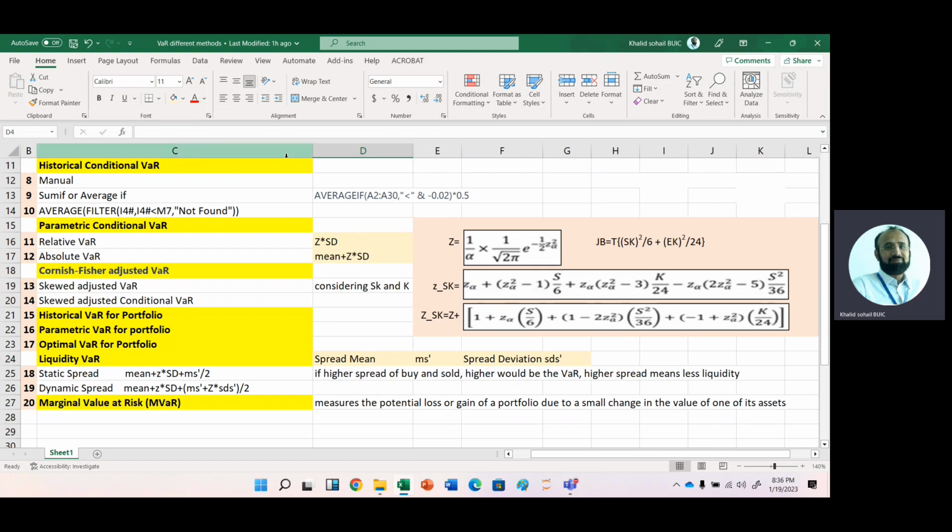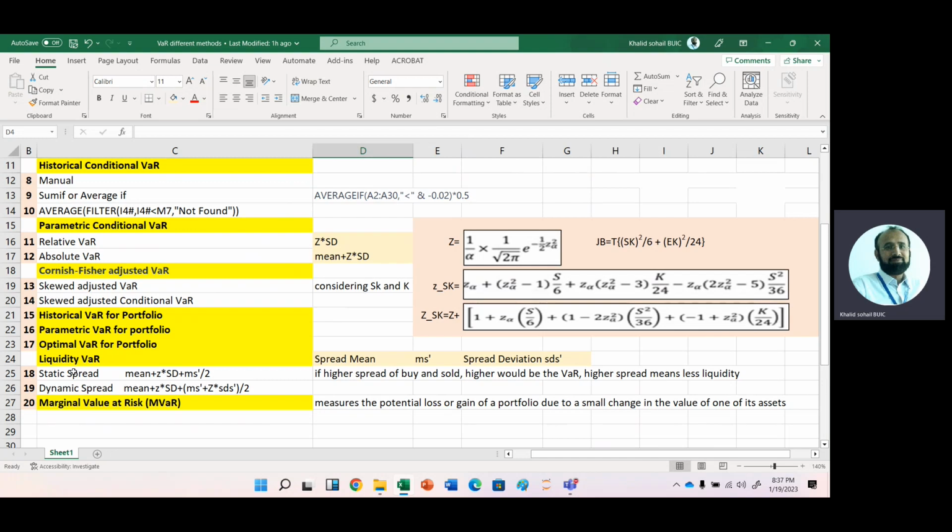All this discussion was about the value at risk for a single asset. And now for a portfolio, again, we have historical value at risk for a portfolio. We have parametric value at risk, meaning Gaussian value at risk for a portfolio as well. And definitely we also consider the optimization concept of a portfolio. After considering this concept, we also calculate optimal value at risk for a portfolio.